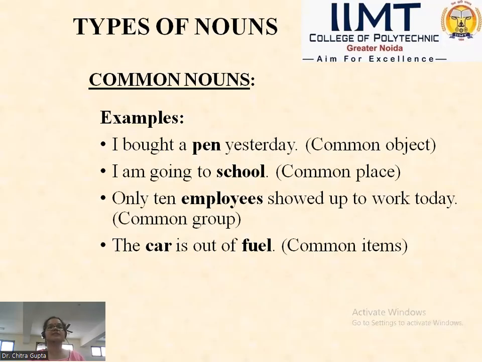It's a common object. Now the second example: I'm going to school. It's a common place. Which school? Somerville School, JP International School, Bharatram School. Which school? The name of the particular, specific school is not given here, so it comes under the category of common nouns.